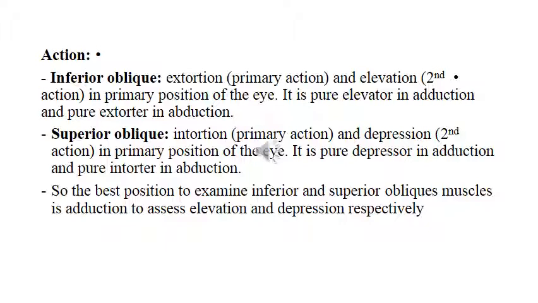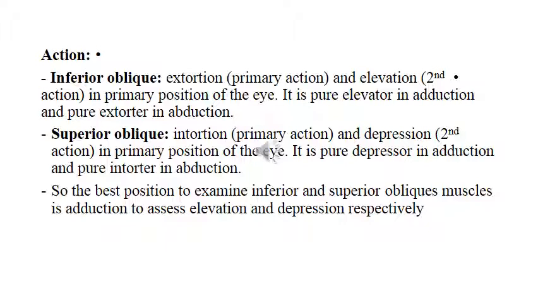They can do both actions, the primary action and secondary action, if the eye is looking in a primary position. I mean, both eyes are looking forward. If I want to separate these actions, if I want to test the inferior oblique or the superior oblique for only the elevation action, we should change the position of the eyeball into adduction. So they will work as elevator and depressor in adduction, and they will work as intortor and extortor in abduction. This is important, and it's the exact opposite of the rectus muscle.